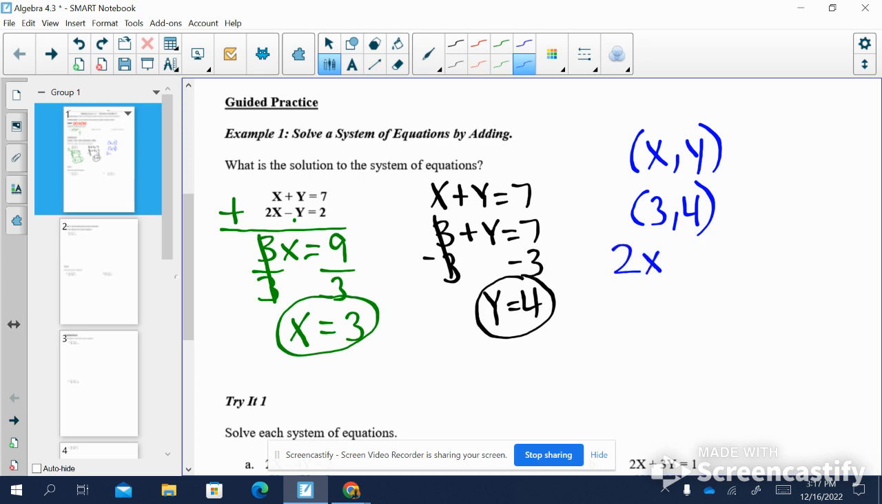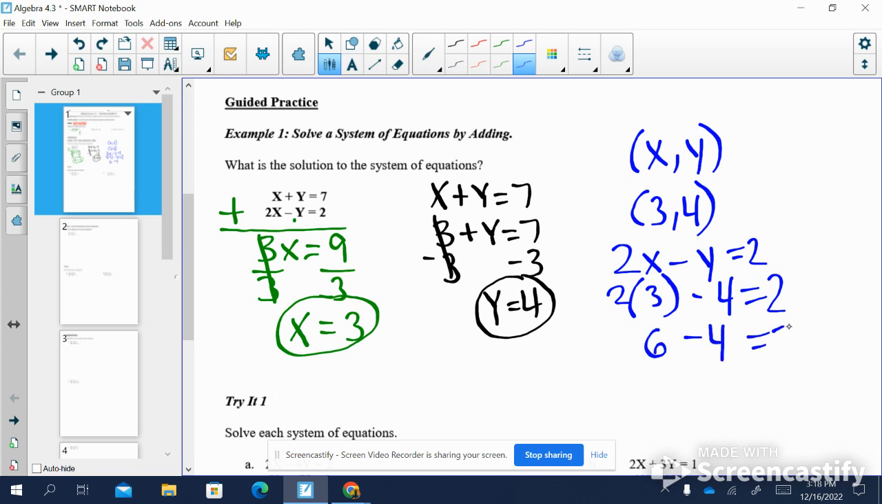So the second equation was 2x minus y equals 2. In order for this to be a solution to the system of equations, it has to work for both equations. So I'm going to replace my x with a 3, and I'm going to replace my y with a 4, and simplify. 2 times 3 is 6. 6 minus 4 is in fact 2. 2 equals 2, and we've checked it. So our solution to this system of equations is 3, 4.